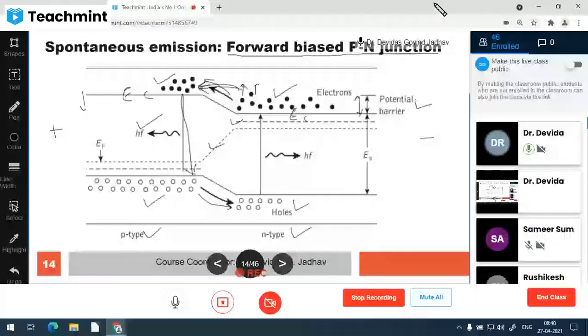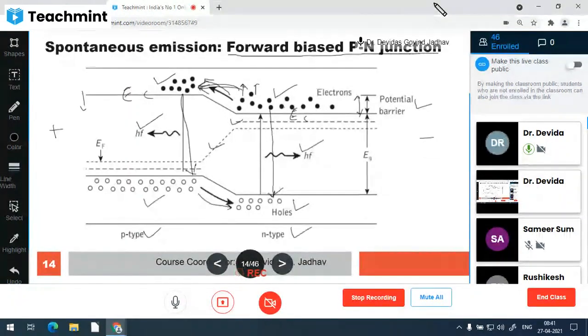Similarly, the conduction state electrons available in the N region and the holes in the N region recombine, and they also release the energy as a photon. Okay. So this release of the photon, radiation of the photon, generates the optical energy.